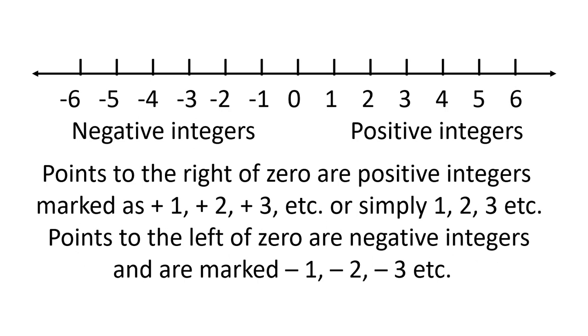Points to the right of 0 are positive integers marked as +1, +2, +3, etc. or simply 1, 2, 3, etc. That is, the positive sign by convention is not shown. It means if a number appears without any sign, it automatically means that the sign is positive. Points to the left of 0 are negative integers and are marked -1, -2, -3, etc.